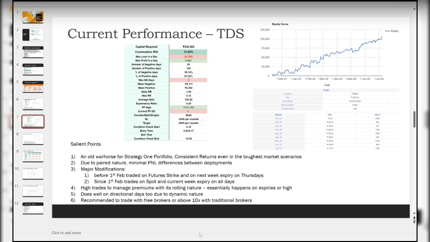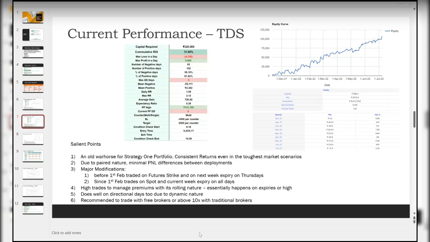We had some changes in this, which was before 1st of Feb. We used to do future strikes, and we used to trade on next week Thursdays. And then since 1st of Feb, we moved to spot strikes, and we moved to current week expiry on all days. So that's a difference that we did, but that was driven more from data as well. And then we decided to finally improvise the strategy in this way.